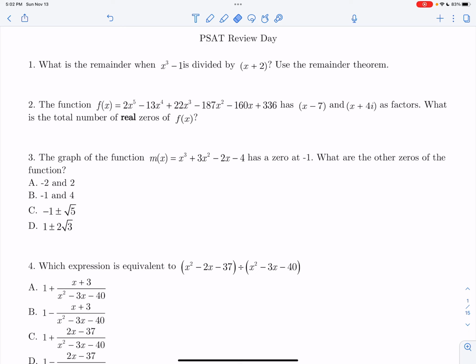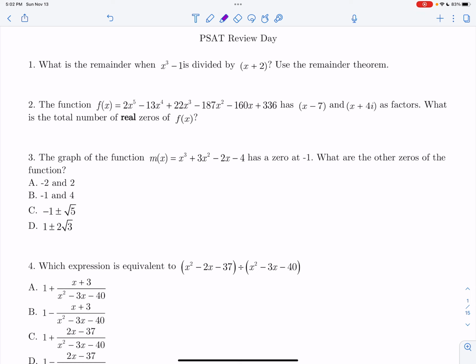All right. This first set of problems are from the PSAT review day back when we did PSAT. I do expect you guys to do all of these problems algebraically, and since we already did these problems, they should be a review. Number one says, what's the remainder when x cubed minus 1 is divided by x plus 2? Use the remainder theorem.